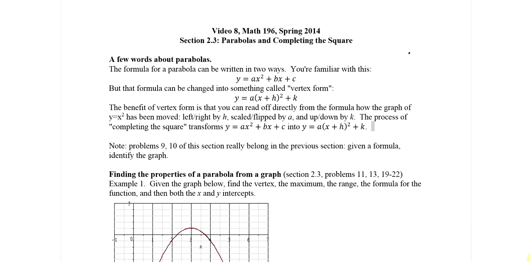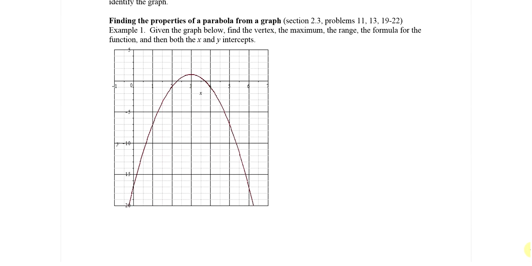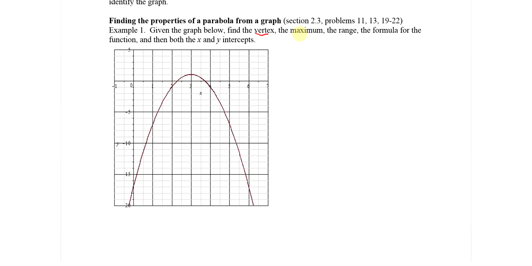Okay, so here's a parabola. What do we want to know about parabolas? What are the various properties of parabolas that we're interested in? Vertex, for this the maximum. Range, what's the formula? X-intercepts, y-intercepts. Those are the things that we want to know about a parabola. Where is the vertex? The vertex is, in this case, the very top of the graph. If you have a parabola that opens down, it would be the very bottom of the graph.